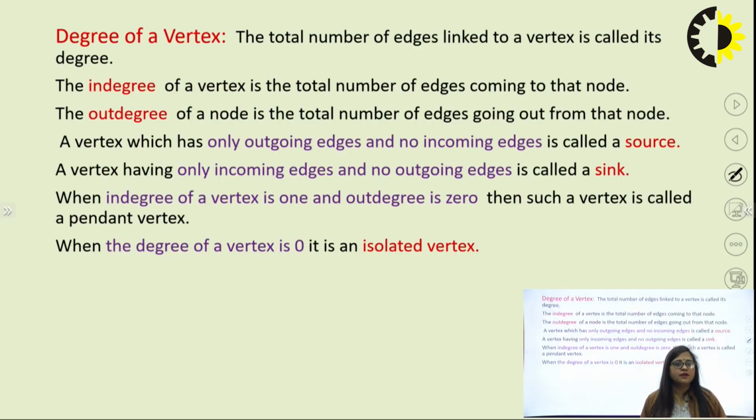And degree of a vertex means, for any node, how many edges are connected to that node is called its degree. Degree is also classified into 2 types. The first one is in degree and the second one is out degree. So what is in degree and what is out degree? Let us take an example here.